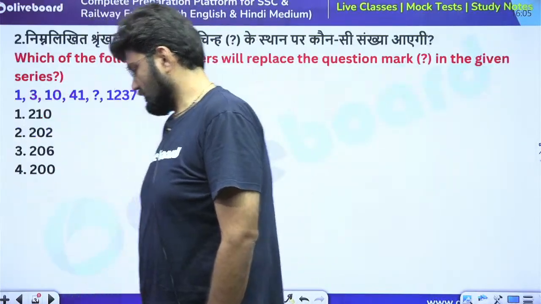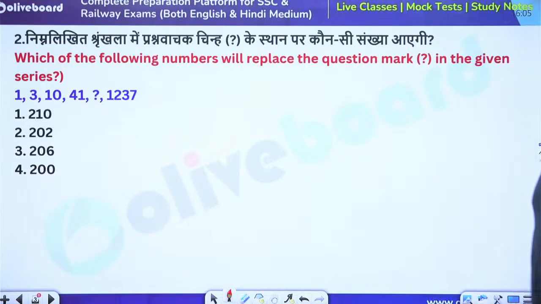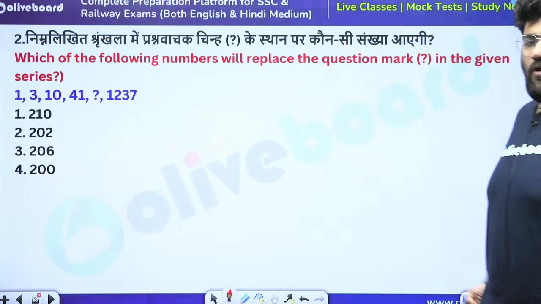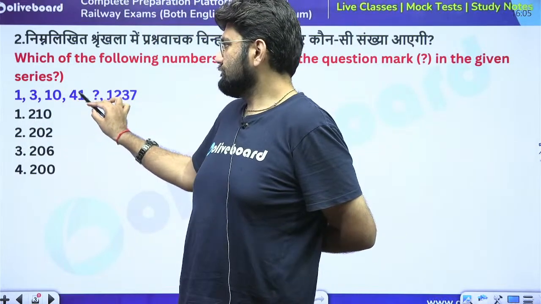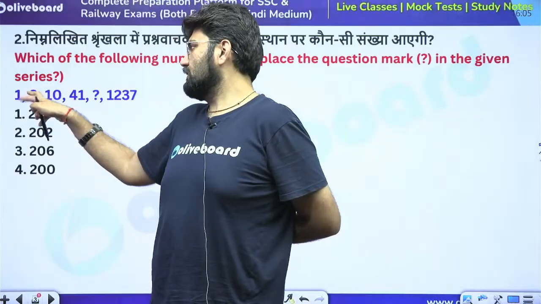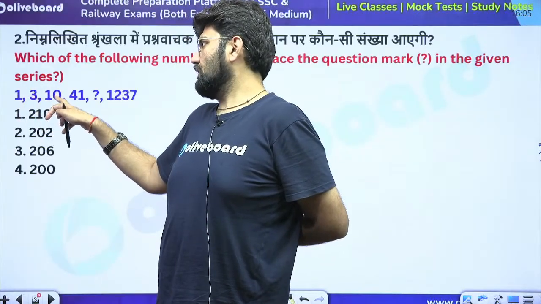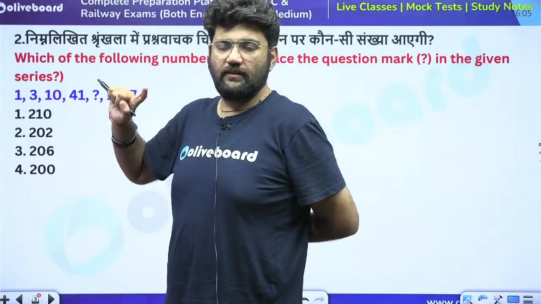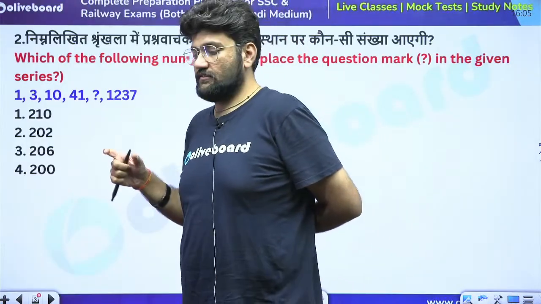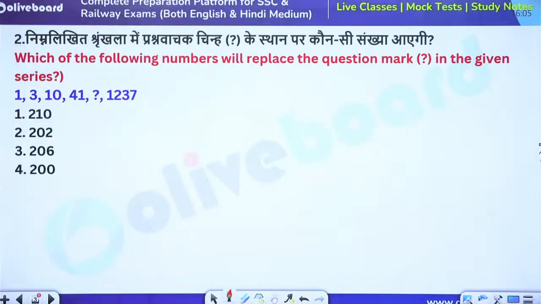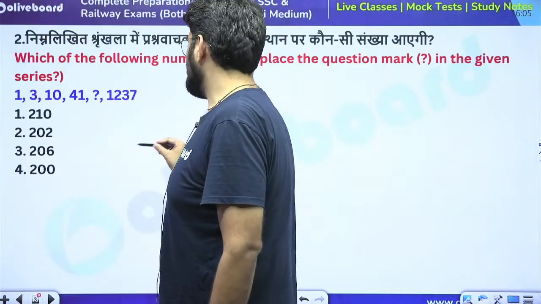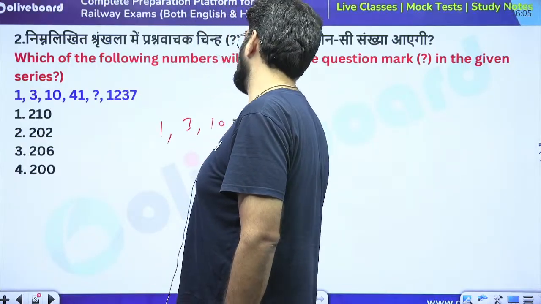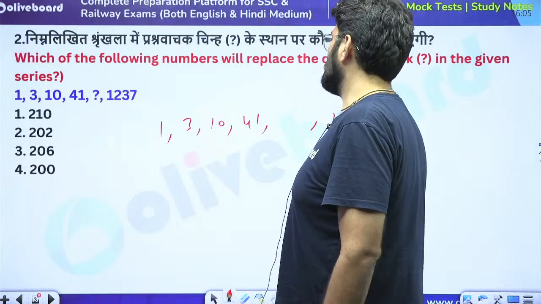Next. 1, 3, 10, 41, and 1, 2, 3, 7. Now, how do you think here? You are going to think that, okay, there is some difference. The difference is increasing, and it's increasing exponentially. If you see, this is 2, this is 7, this is 31. So it's not just difference, it's also something which is being multiplied. So what can be the case here? We have 1, 3, 10, 41, and 1, 2, 3, 7.